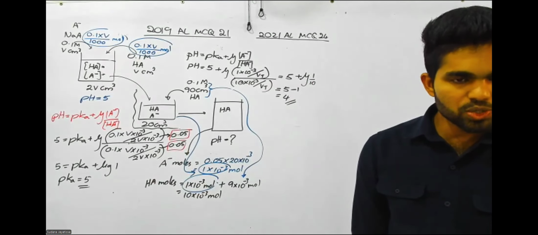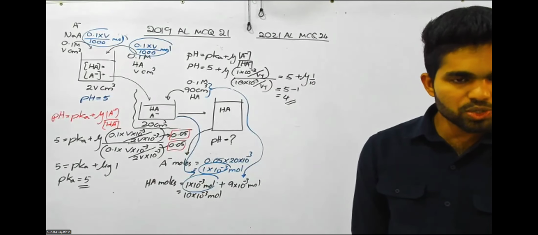Okay, now shall we look at this 2019 A level MCQ 22, page number 21. It says there are 3 solutions. One is a weak acid, let's say it is J. And Q is an equimolar mixture of weak acid and its sodium salt. So we can name this one J and A minus. That means it is a buffer.